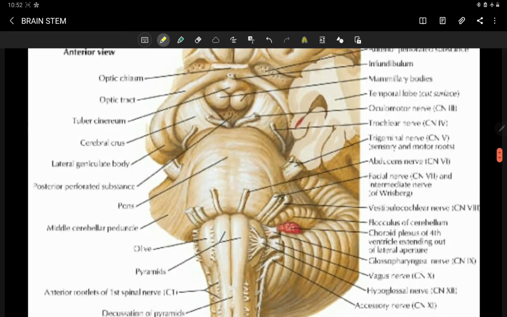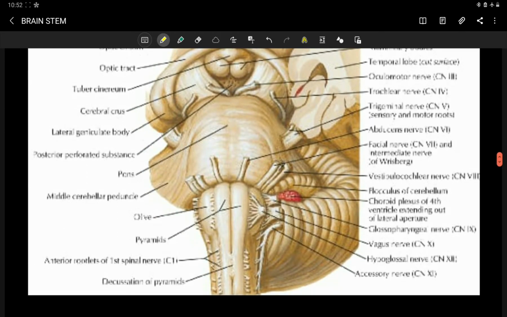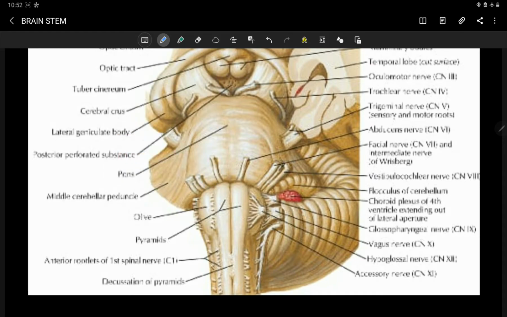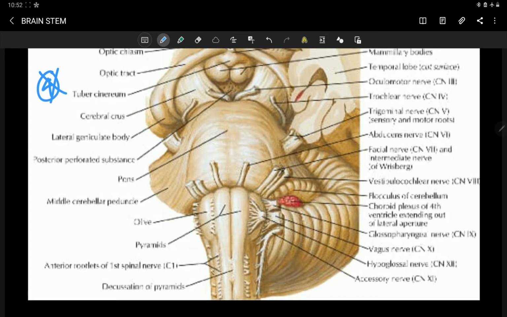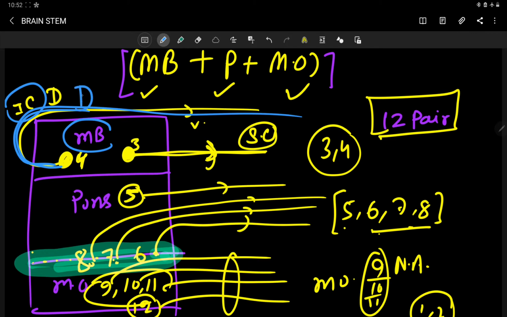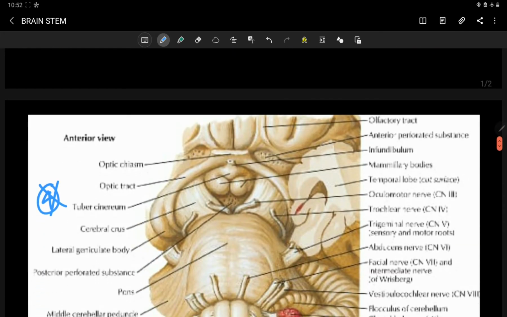Now let's discuss this. This is the ventral aspect of your brainstem, so you cannot see the fourth cranial nerve here. Except the fourth cranial nerve, you can see the others. Why can you not see the fourth cranial nerve in the ventral aspect? Because your fourth cranial nerve is emerging out at the midbrain level from the inferior colliculus of the midbrain, which is the posterior aspect of the midbrain, or dorsal aspect of the midbrain level. So that's why you cannot see the fourth cranial nerve in the ventral aspect.